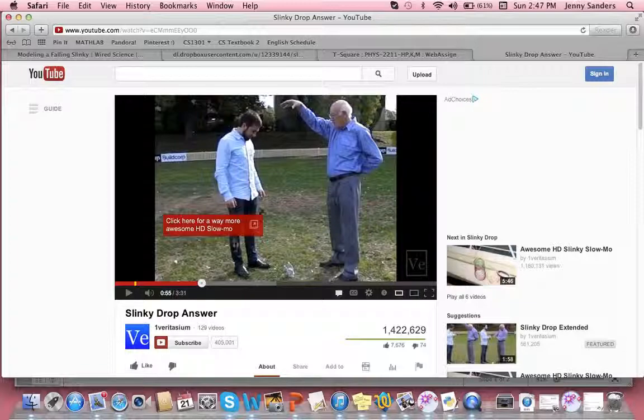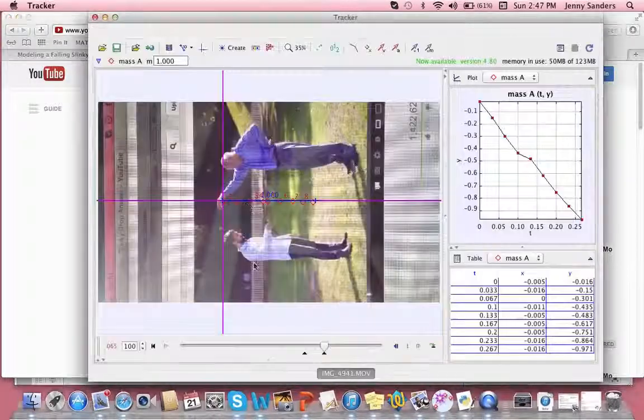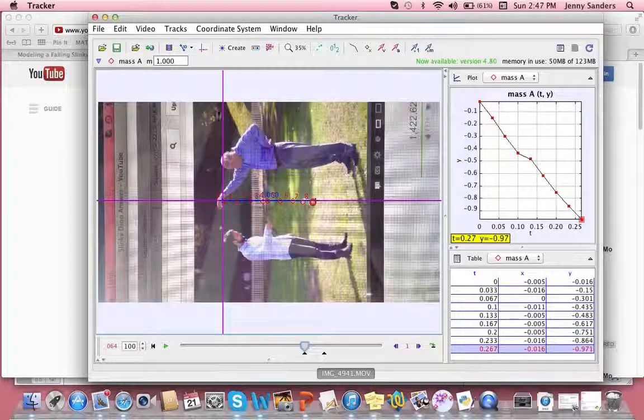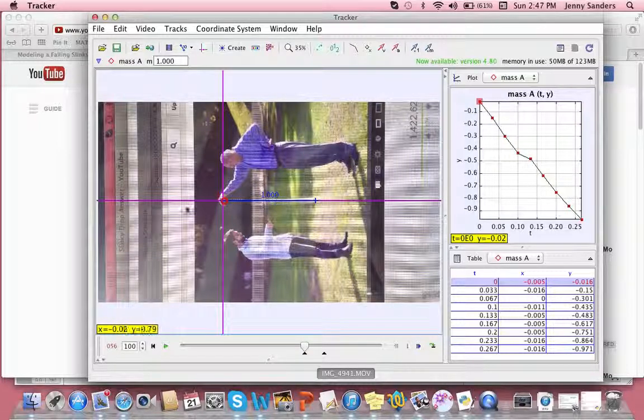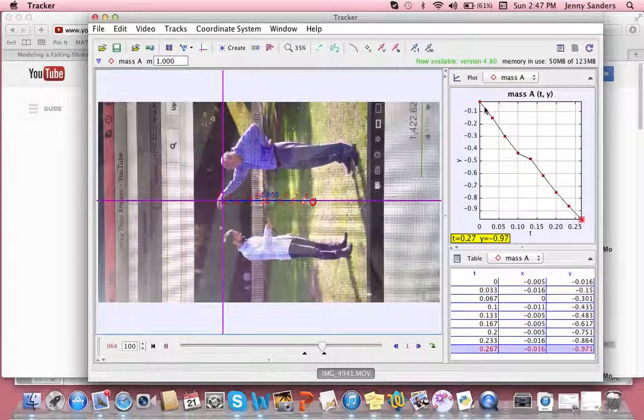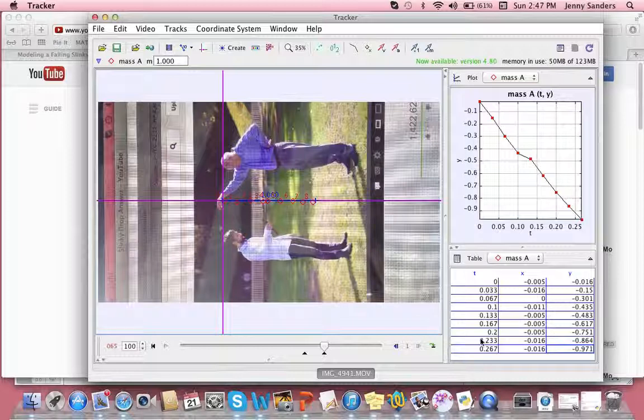So I took a video of this and I put it into my tracker, and you can see here, this is the x-axis, this is the y, I just switched it. This is the origin, and I put the calibration stick right here, and then I measured exactly, as time went on, where the top of the slinky was as the slinky fell, like this. You can see the different points, and here's my graph. The total time was 0.267 seconds. And here's all the y coordinates. So I put all this information into my model.